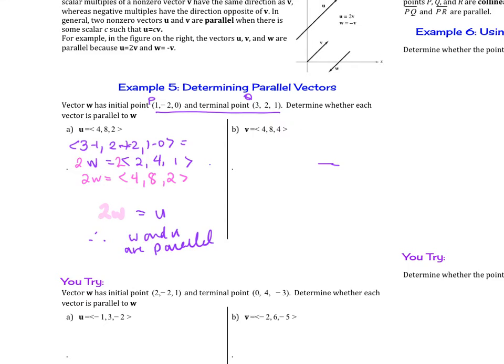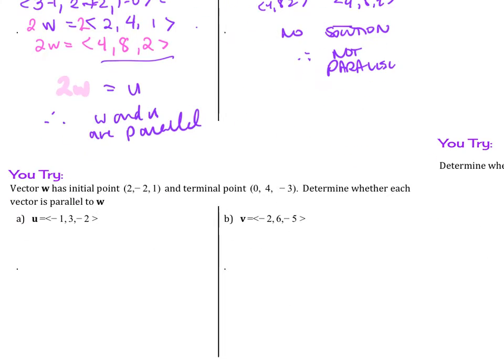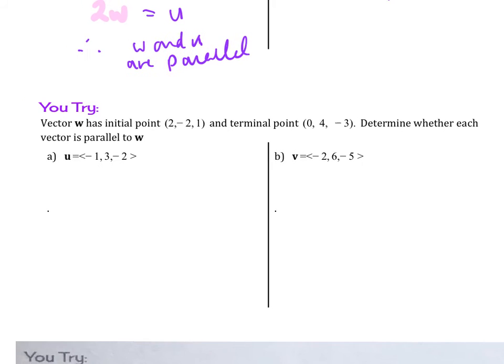Let's try another example here. We have v equals <4, 8, 4>. We already have the component form of w here, <2, 4, 1>. If you see that, <4, 8, 2> versus <4, 8, 4>, there's no way that I could make them match, right? They're not going to be the same. So therefore, this is no solution. It doesn't work. And so therefore, they are not parallel. So try out these two examples down here.